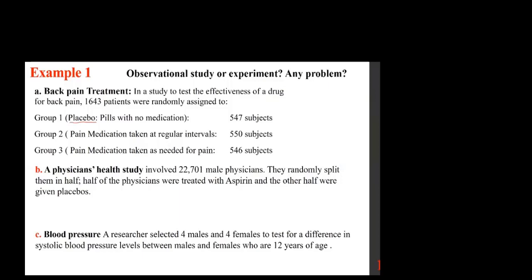Basically, what is this? Is this an observational study? Is this an experiment? Experiment. It's an experiment. Clearly, it's an experiment. We gave them some treatment. A physician's health study involved 22,701 male physicians. They randomly split them in half. Half of the physicians were treated with aspirin and the other half were given placebos. So what do we have here? Experiment. Clearly, we have an experiment.